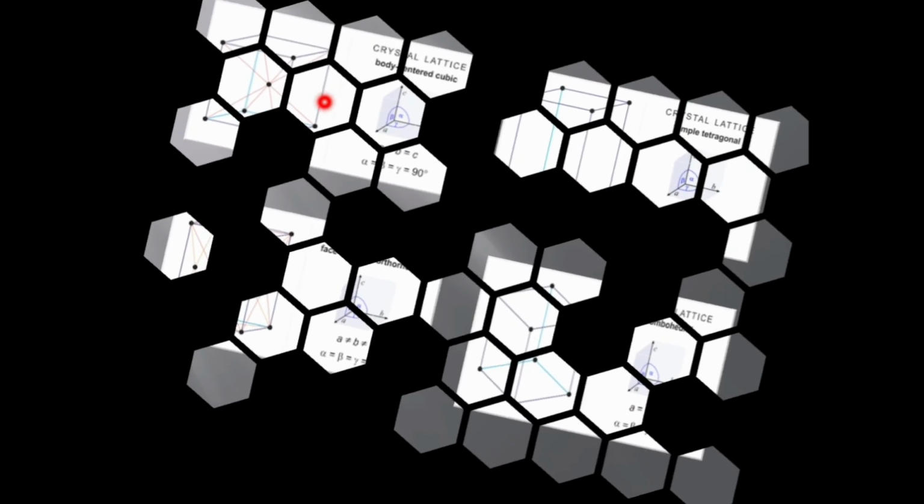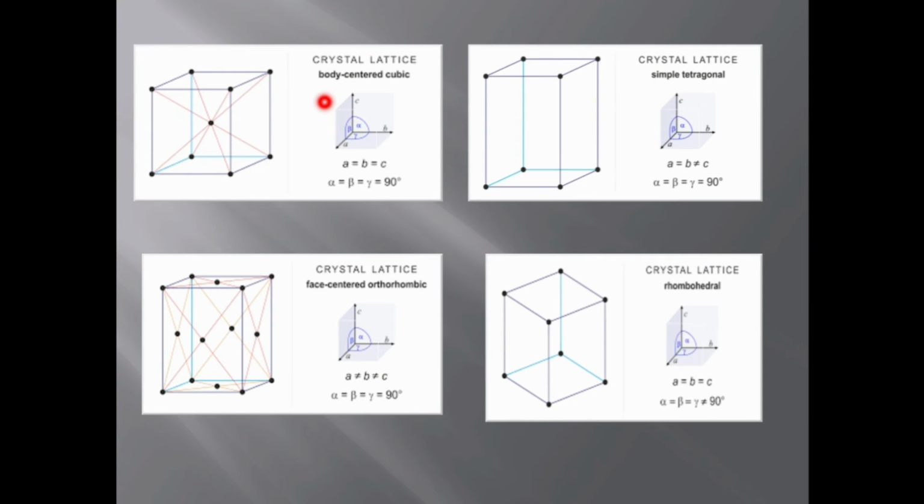So moving further, I have just attached some diagrams of the crystal lattices we discussed above. So yes, the first one is cubic lattice. As we studied, a equals b equals c, alpha equals beta equals gamma equals 90 degrees. And coming to tetragonal, a equals b is not equal to c, and the angles alpha, beta, gamma are equal and also equal to 90 degrees.